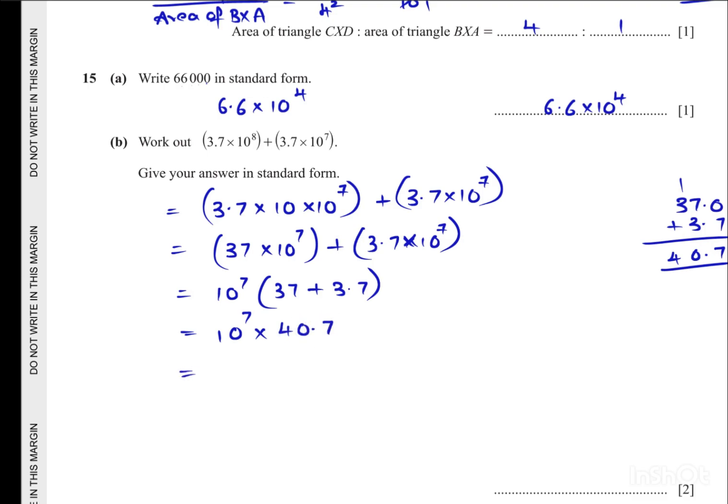Again we need to write the answer in standard form, so the point moves to the left. So 4.07, and the power needs to increase by 1, 10^8. So 4.07 × 10^8 is the answer.